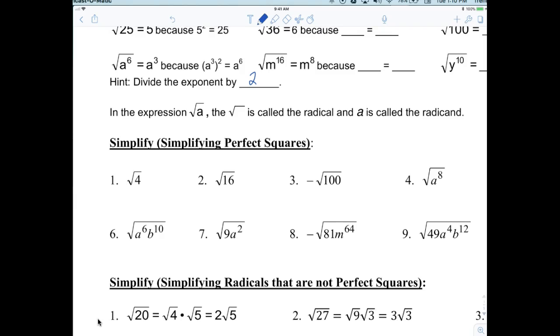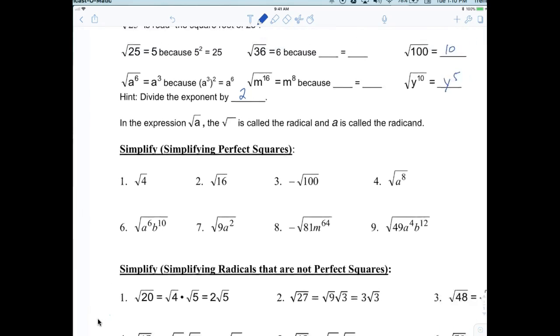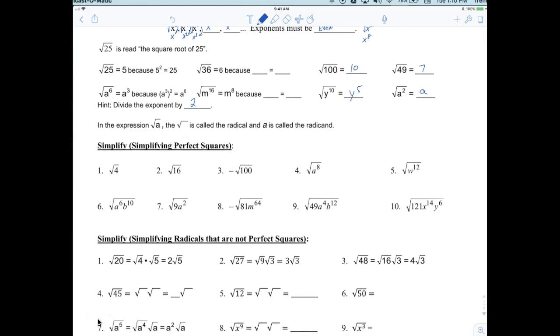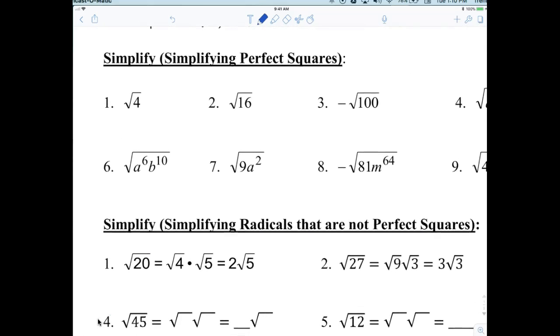Again, these were kind of what we did yesterday, so I'm feeling like this should be pretty good. I have a joke. What do you call an almost radical? A rad-ish. Thank you for that. You're very welcome.